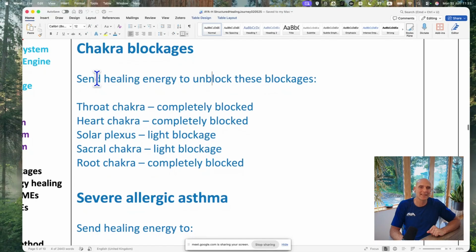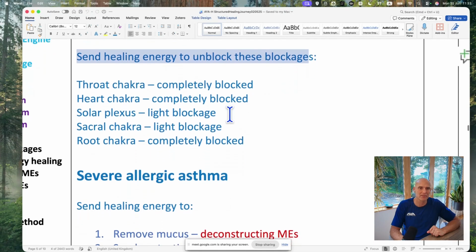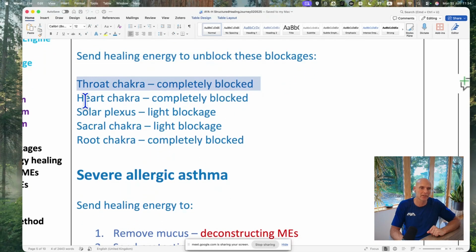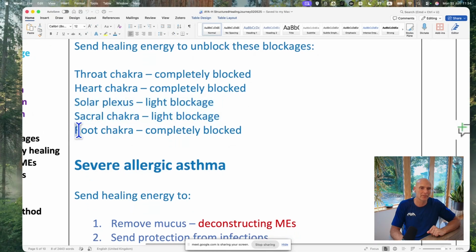We want to send healing energy to unblock these blockages. The throat chakra is completely blocked. The heart chakra, completely blocked. Solar plexus and sacral, they're just a light blockage there. And the root chakra is completely blocked.